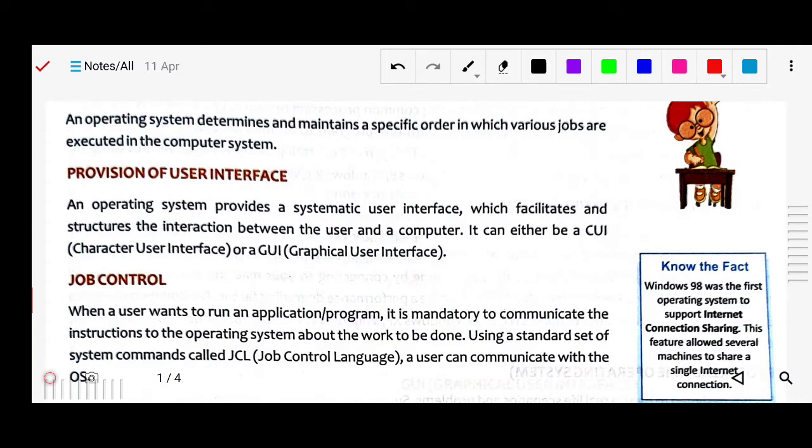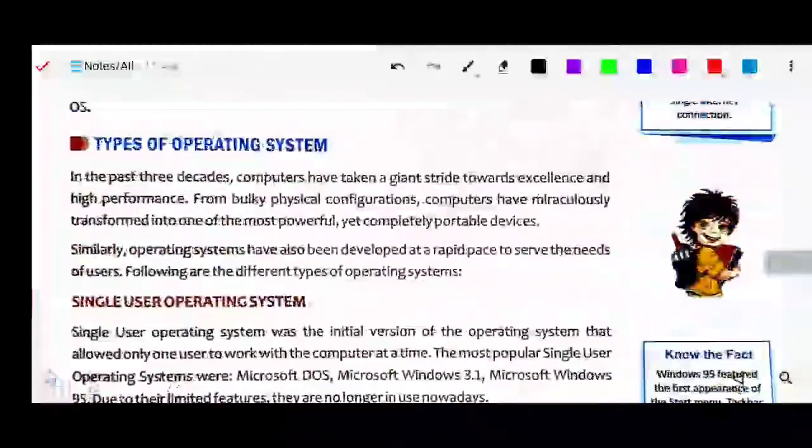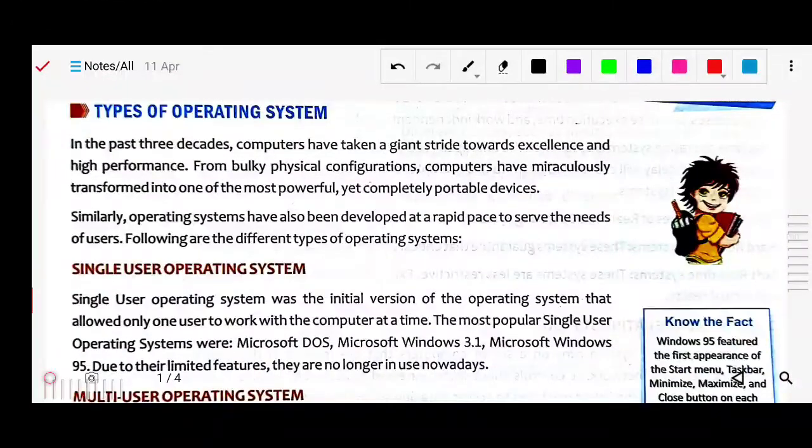Okay, like the system JCL, job control language. So already we have discussed these things. Now today we will study the types of operating system. So there are some types of operating system. This operating system is quite essential for any computer. It must be there in our computers.